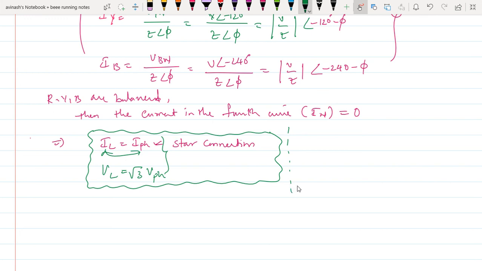Okay, for delta connection, this is reverse. For delta connection, what we have here, line voltage is equal to phase voltage, whereas the line current is equal to root 3 times of the phase current. You have to remember this formula, very important.